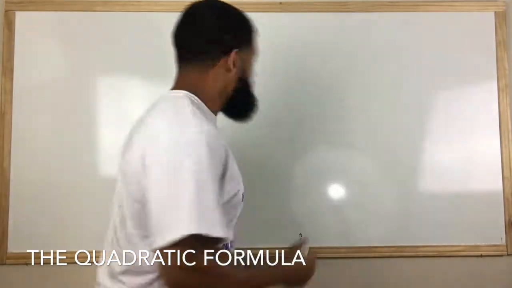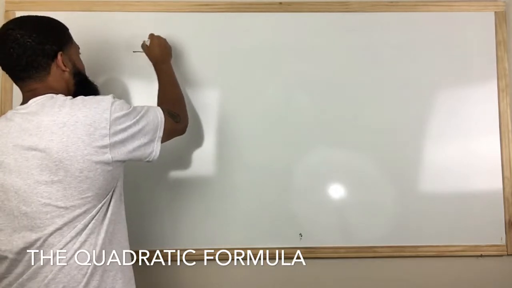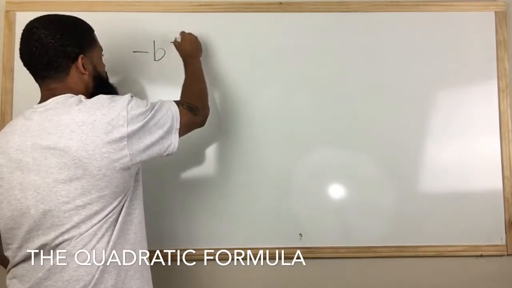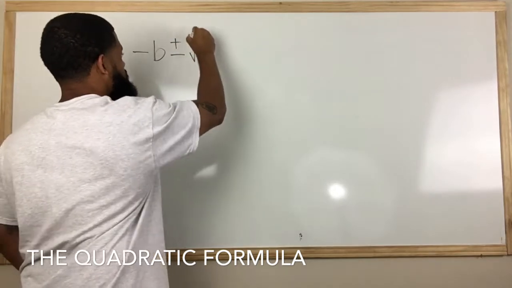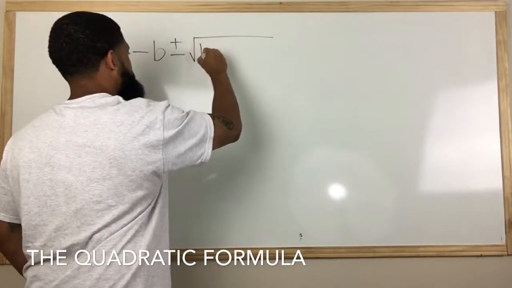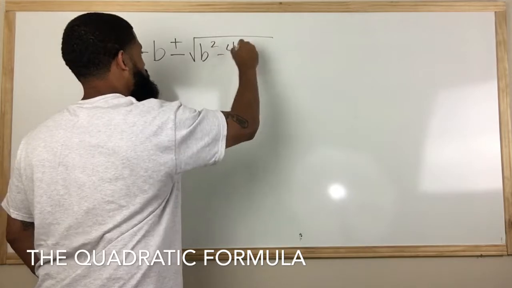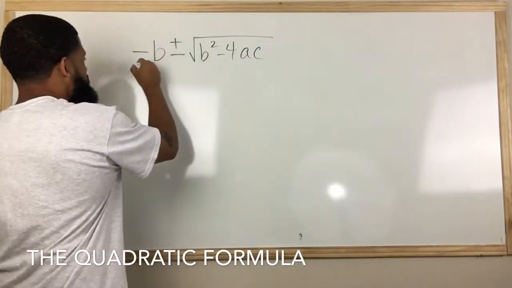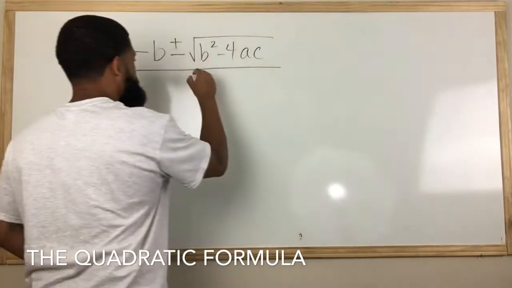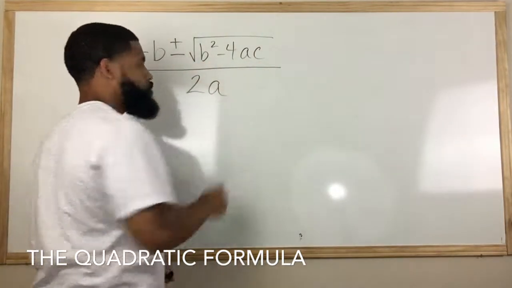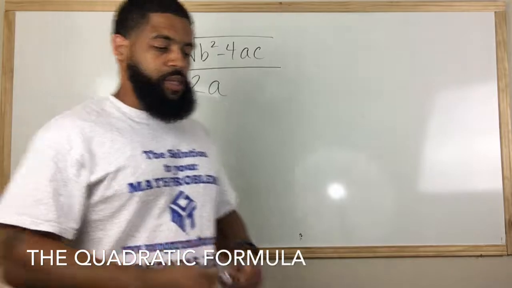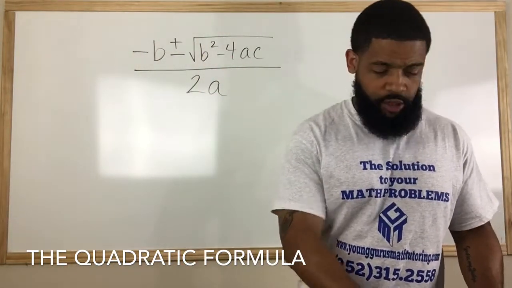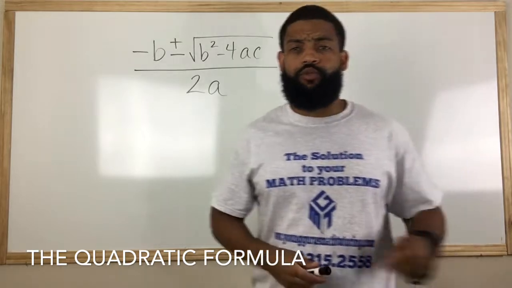So here we go. Negative b plus or minus the square root of b squared minus 4ac, okay? And then we're going to put that all over 2a. Now, like most people, when you see formulas, you want to know what do all of those letters represent. So we need to figure out what all these variables represent.